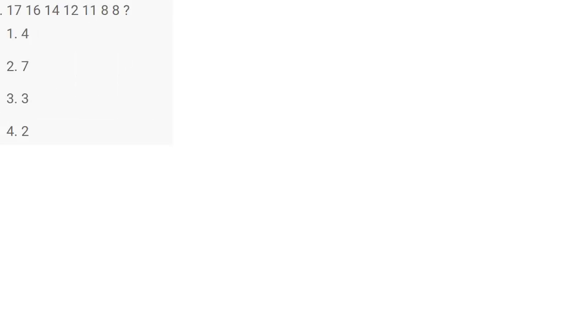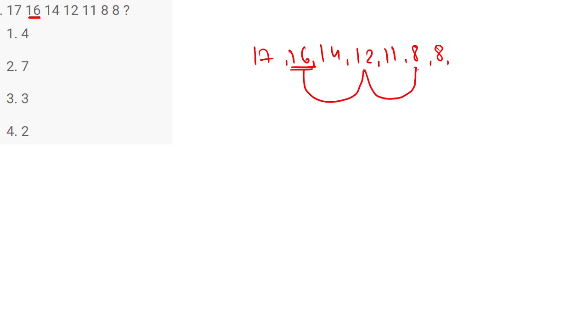Okay, the correct answer is 4, but the reason is the table of 4. I think students are getting it very quickly. If you see 17, 16, 14, 12, 11, 8, the next number is going to be 4, because 4, 4 goes 4, 3 goes 2 goes, so the next one is 4 1 goes, so it is 4.